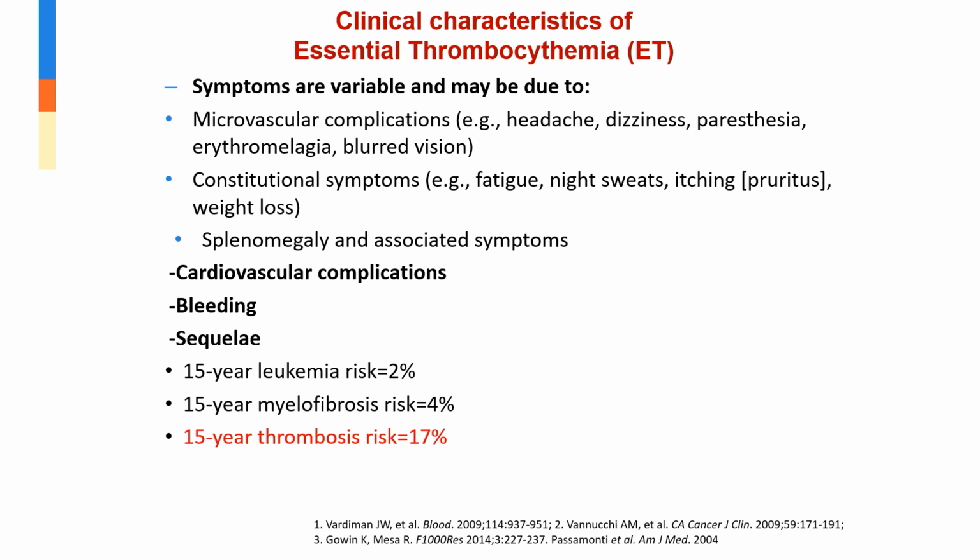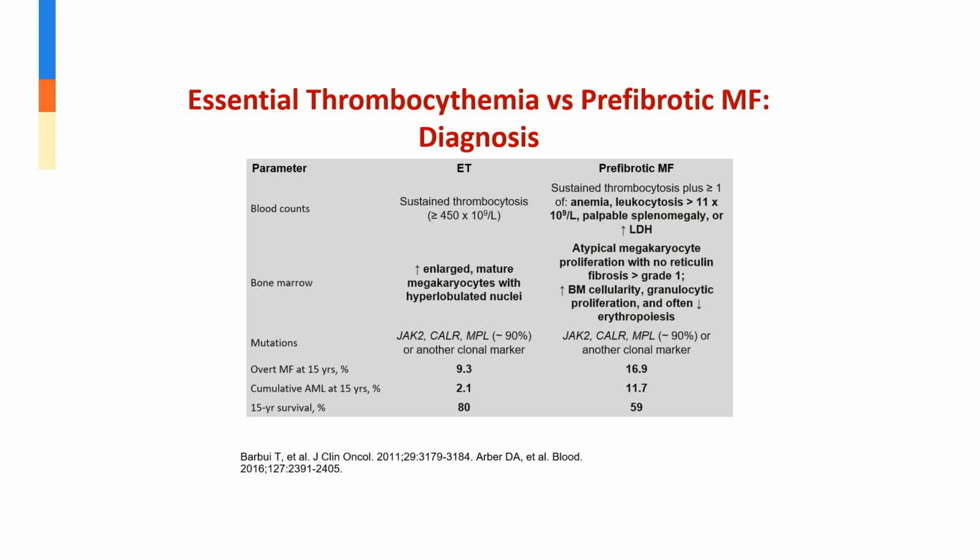We worry about clotting, cardiovascular complications. We also worry about bleeding. And as we talked about at the beginning, the disease can progress into leukemia or myelofibrosis. But at the end of the day, clotting is the biggest risk, with an incidence of 17% at 15 years. So that's really what we worry about when we think about ET, when we meet somebody with ET.